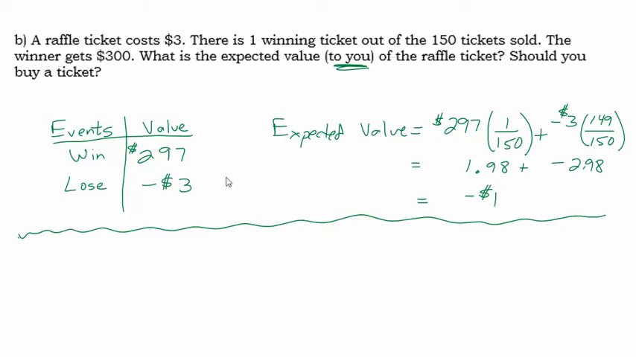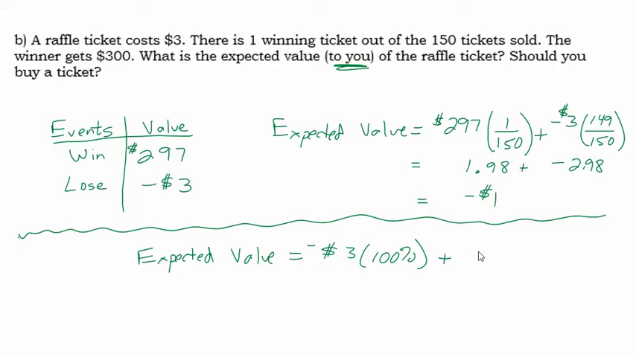So the first way we did this is we took the cost of the ticket and took it away from the winnings to get the $297. Another way to look at this is to think there's a 100% chance that I'm giving up $3 because I have to buy a ticket. So the probability is 1 that I have to pay $3 to buy a ticket.